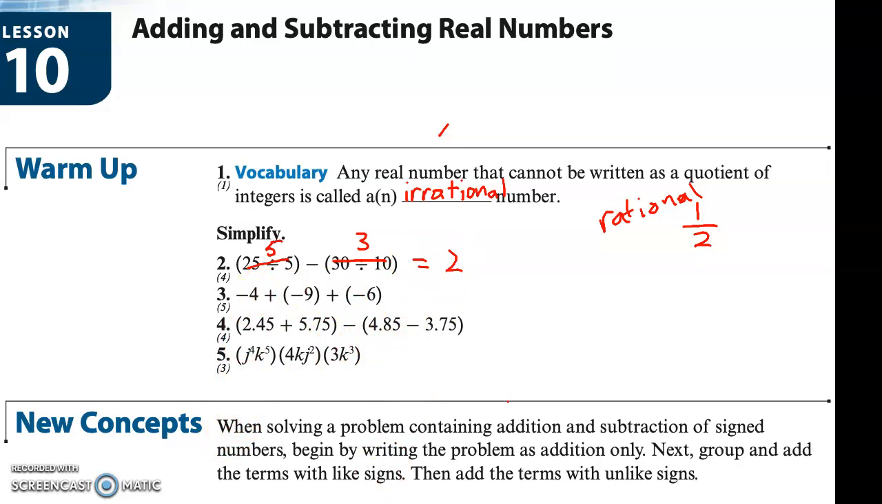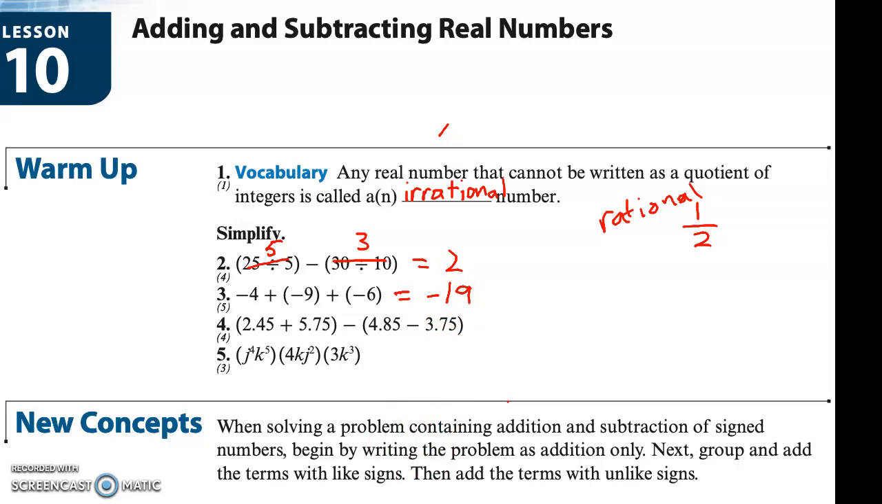Here I have a negative plus a negative plus a negative. So all of these numbers have a negative sign, and I'm adding them together. So my sign for my answer is going to be negative, and I'm going to combine or add all of them together. Negative 4 plus negative 9 plus negative 6. So 4 plus 9 is 13. 13 plus 6 is 19, so I have negative 19.